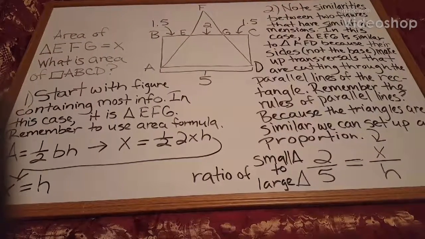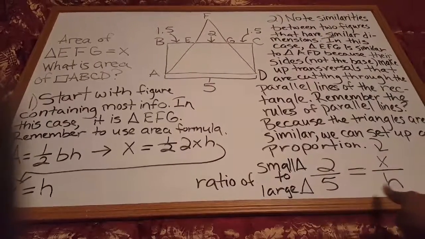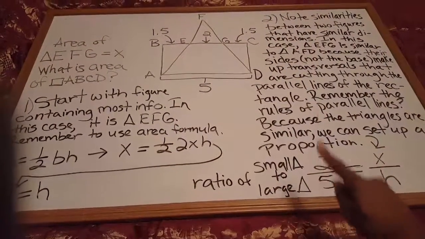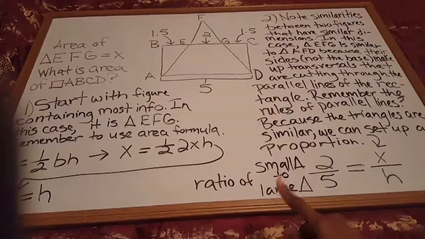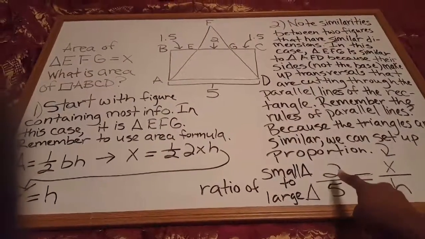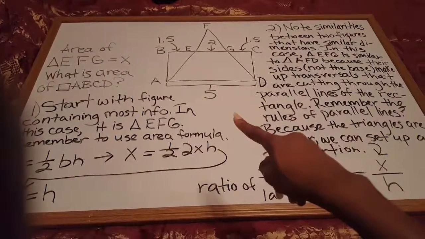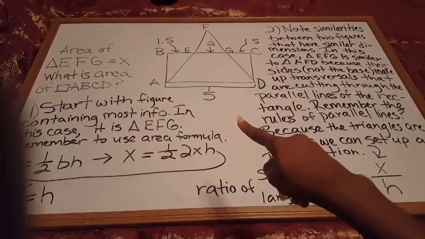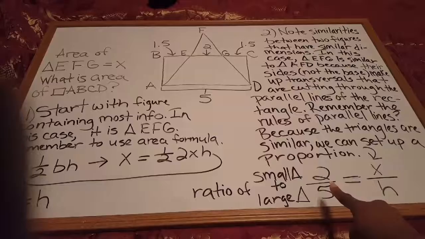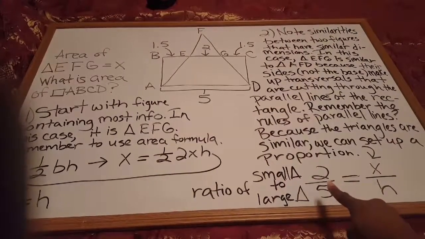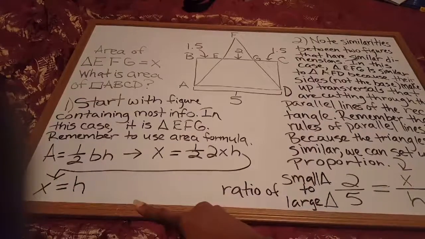Okay, so we are setting up a proportion based on similar aspects of the triangles up here. If you're noticing, the base for the small triangle EFG is 2, so I put a 2 right here. And then I say the base for the larger triangle is 5, so I put a 5 right here. And so if you recall, we said that the height of the smaller triangle EFG is h.